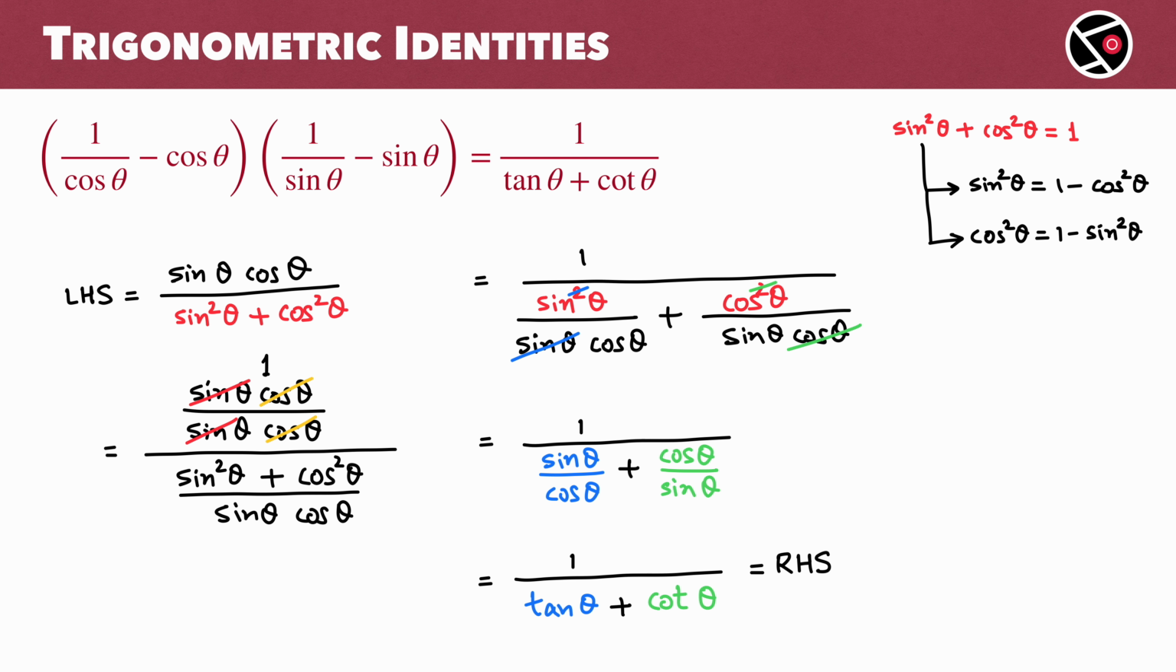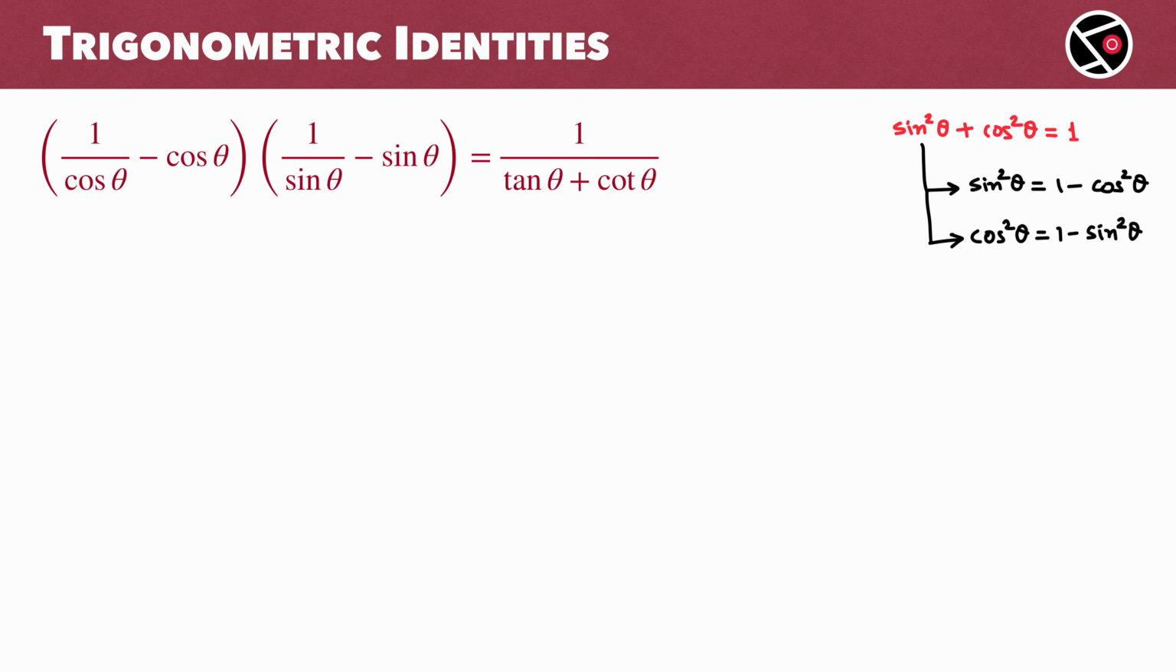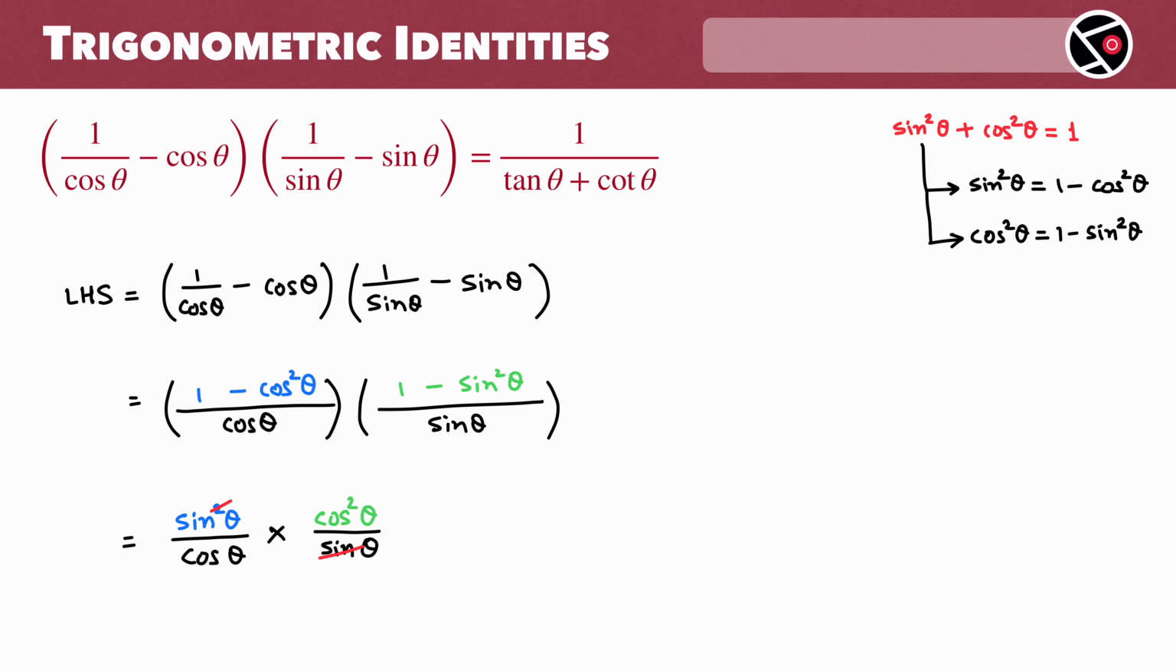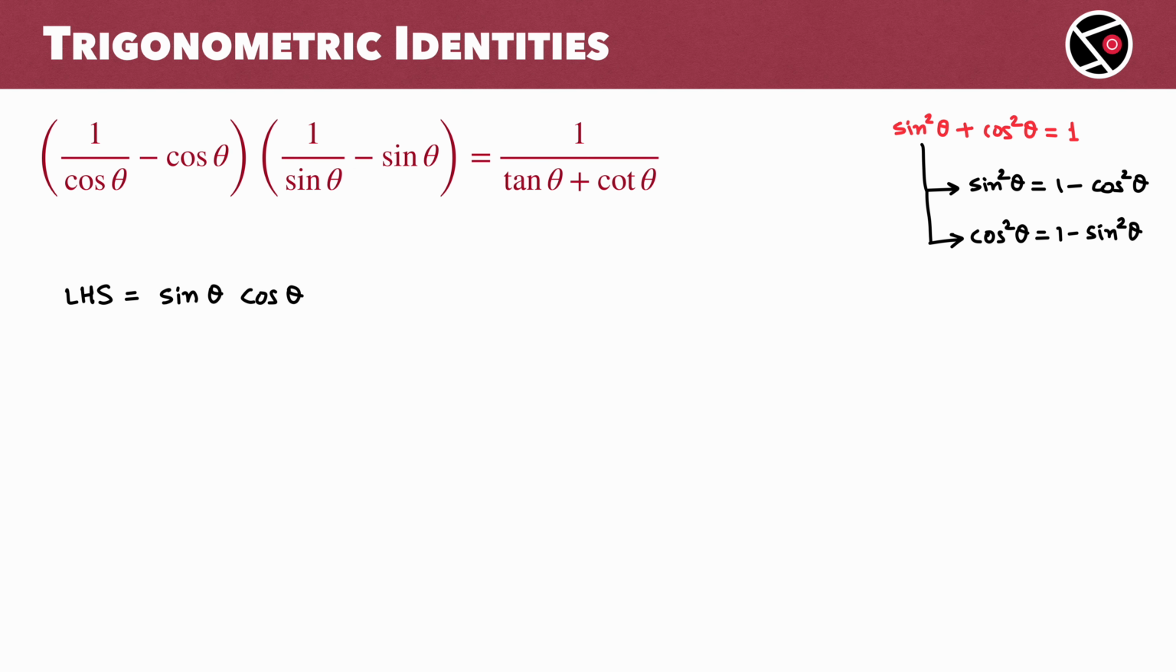But hold on, we have one more approach to explore. Let's rewind a bit and go back again to the left hand side. We simplify it. And as before, we end up with sin θ cos θ. This time we stop here. This is our equation number 1.